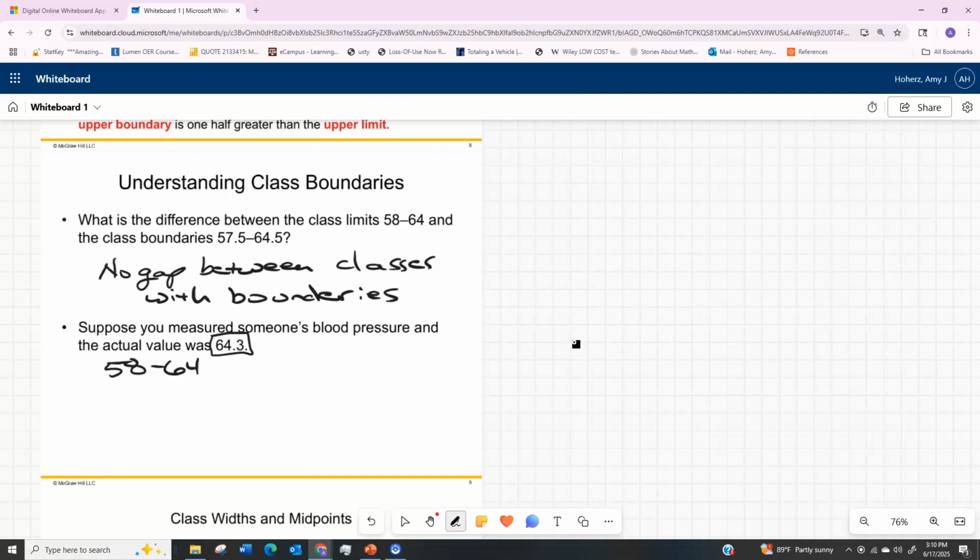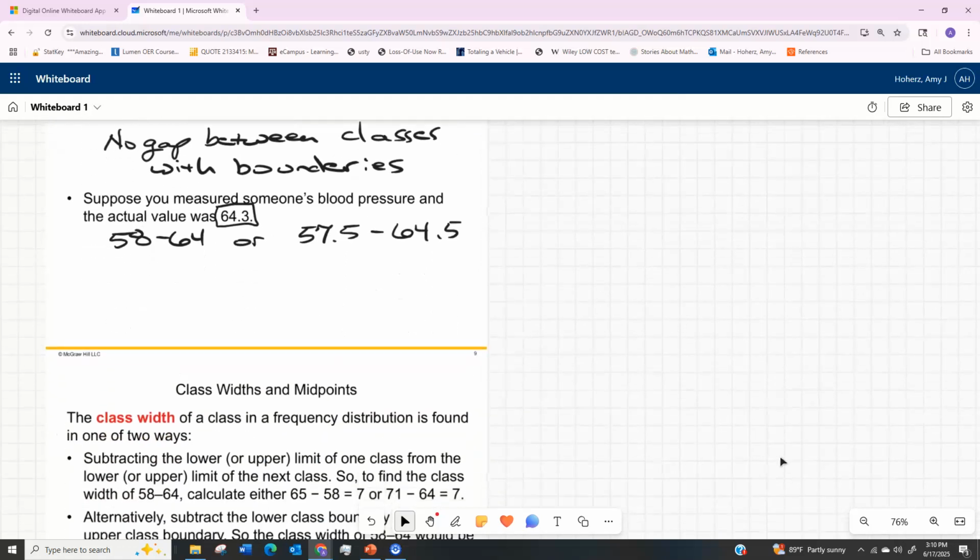for the class, or if we did it with the boundaries, it would be 57.5 to 64.5. And so just like we did in chapter 1, we think about where would 64.3 go if it was rounded to the nearest whole number. 64.3 would round to 64, so it would be in this category. Or if you have the boundaries in there, you can see it even more clearly because 64.3 is between 57.5 and 64.5.